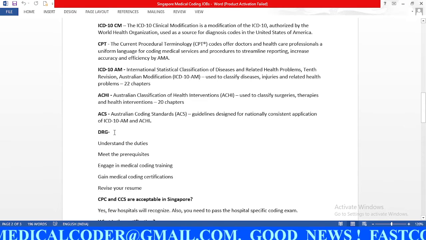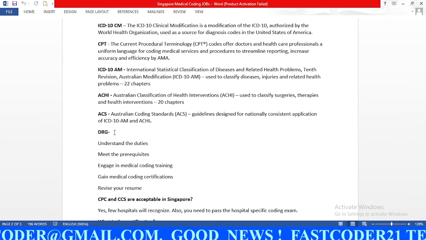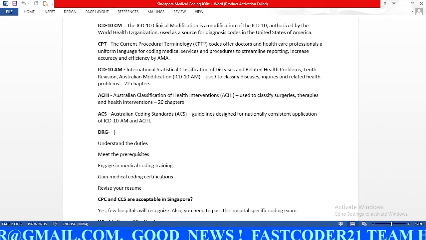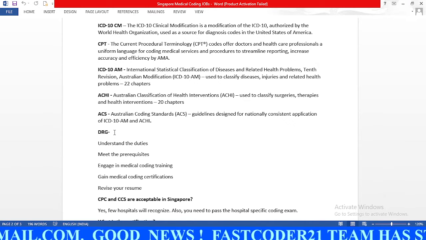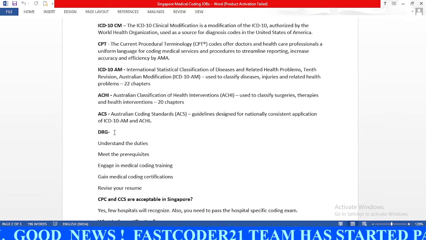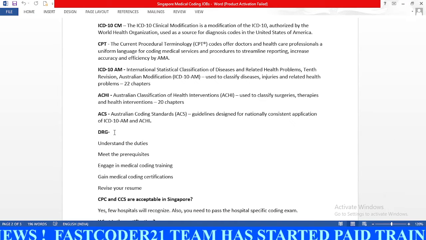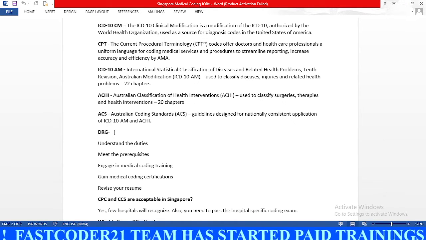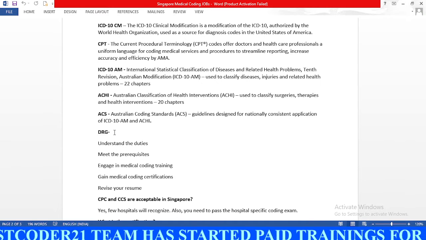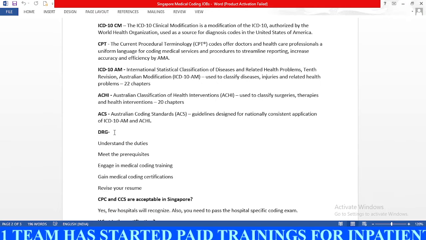Mostly in Singapore, medical coding jobs are related to auditing. Along with auditing, you may find jobs related to coders also. Mostly you need to work as an auditor, so you need to have a good understanding of DRG classifications. If you want more DRG information, you can watch Fast Coder 21. We have nearly 20 videos related to inpatient medical coding.